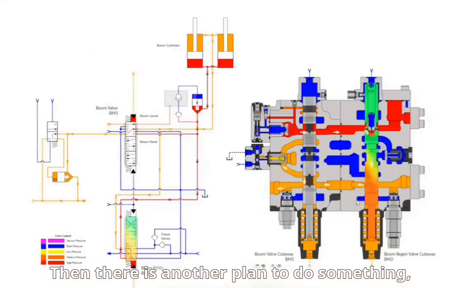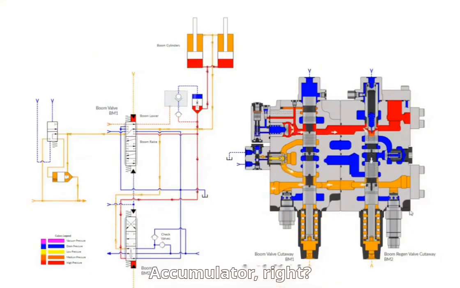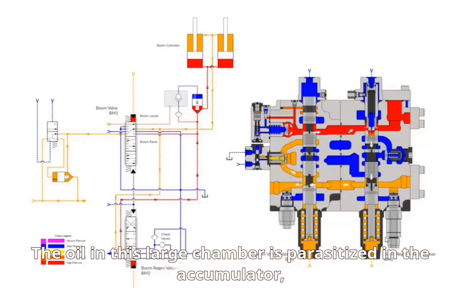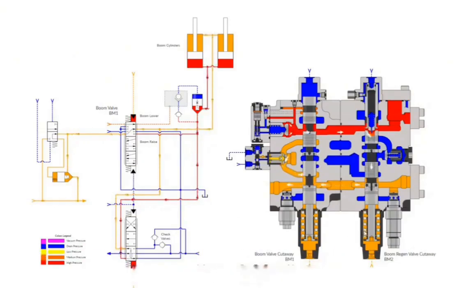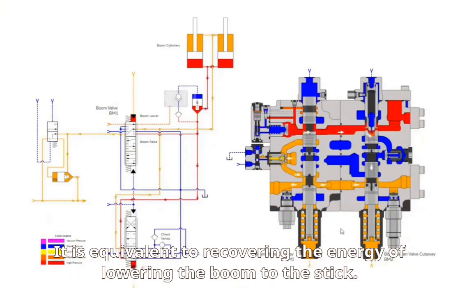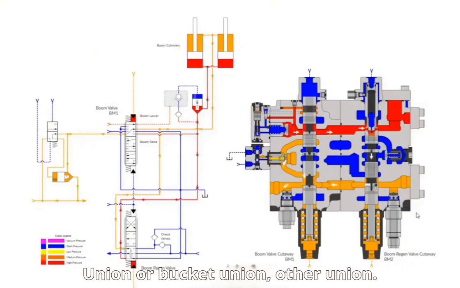Then there is another plan. With an accumulator, the oil in this large chamber is stored in the accumulator, which can then be assigned to other functional devices, for example, assigned to the stick union and so on. It is equivalent to recovering the energy of lowering the boom to the stick union, bucket union, or other unions.